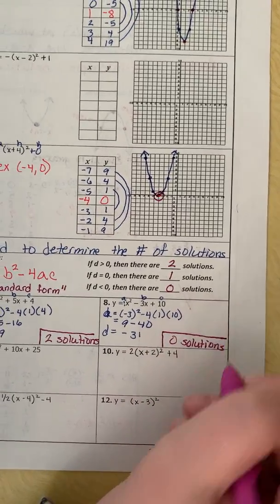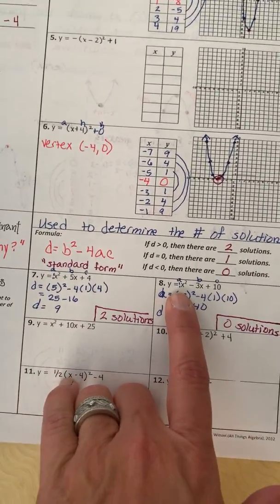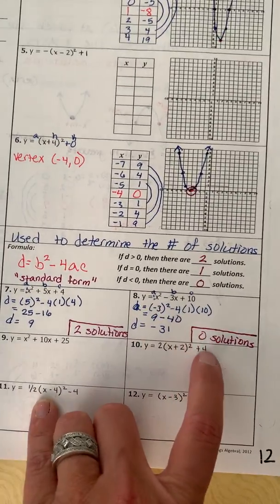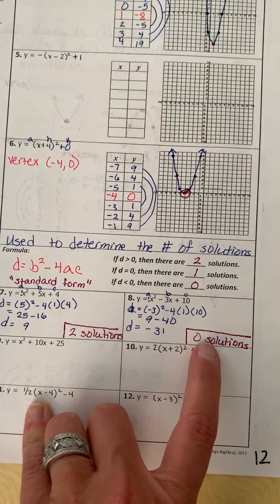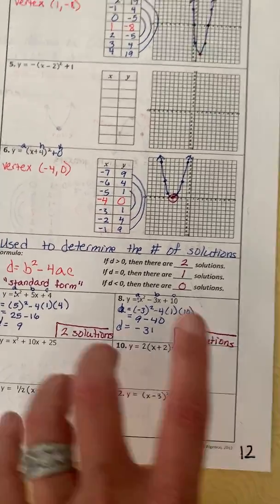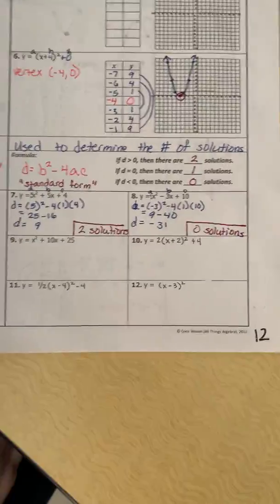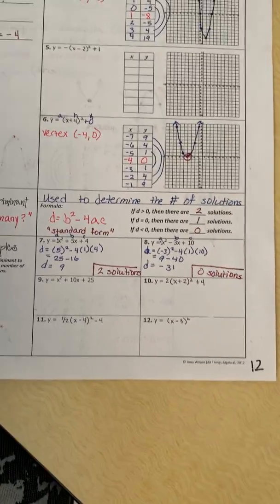Okay, so notice this parabola. Think about it. If it's opening up and it has no solutions, it means it's actually opening above the x-axis somewhere in a quadrant, and it's going to go up forever, so it's never going to cross the x-axis. That's what it means to have no solutions. Never going to touch the x-axis.